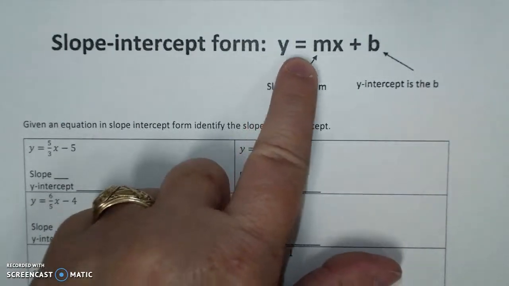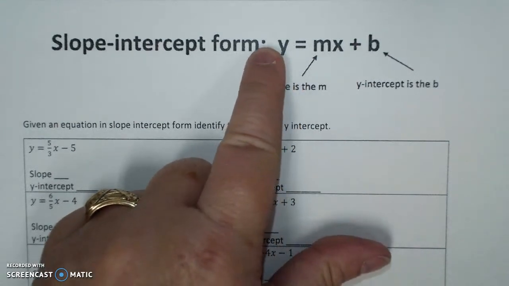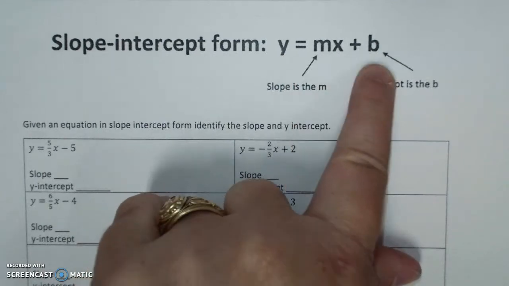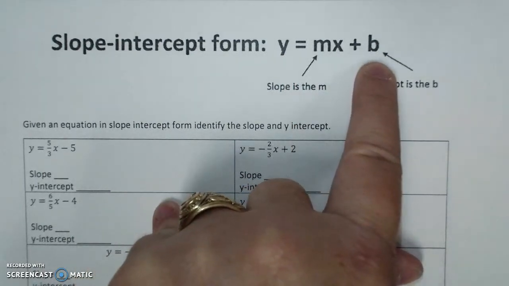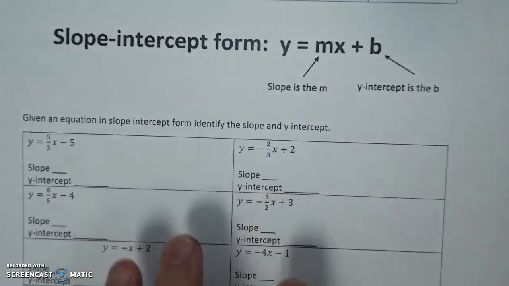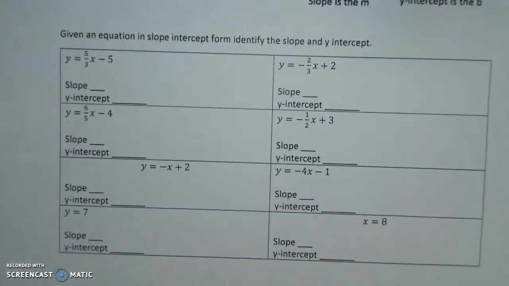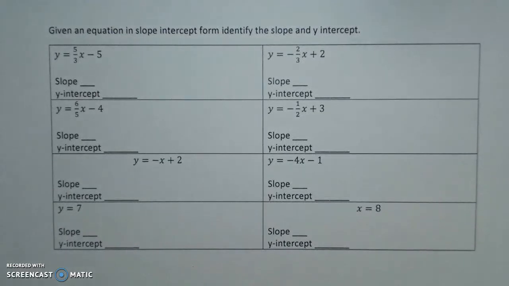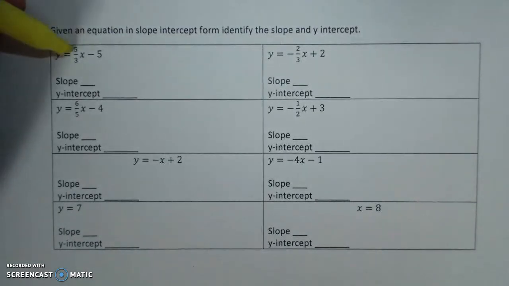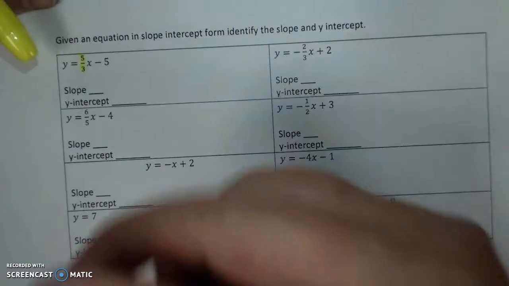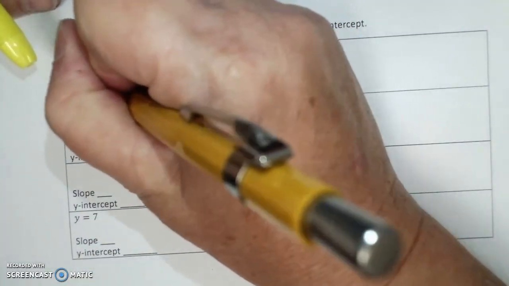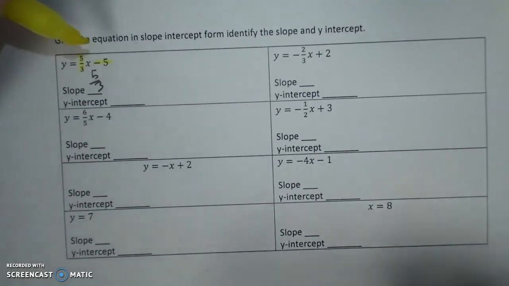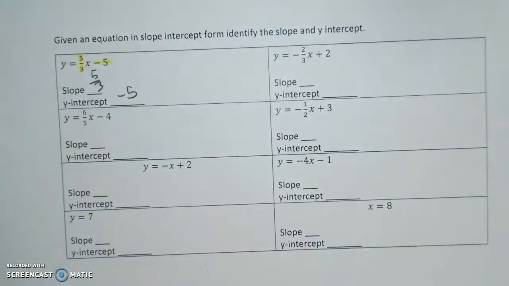We're going to identify the slope and the intercept from an equation. When it is in this form where y has a coefficient of 1, the slope is going to be the coefficient of x, and the y-intercept is going to be the constant. So, given an equation in slope-intercept form, identify the slope and y-intercept. So the slope is 5/3. The y-intercept is -5. And you're done with that problem.